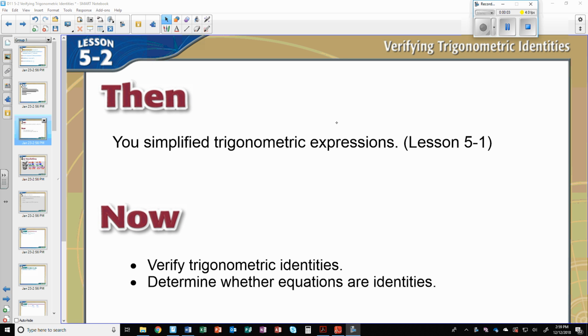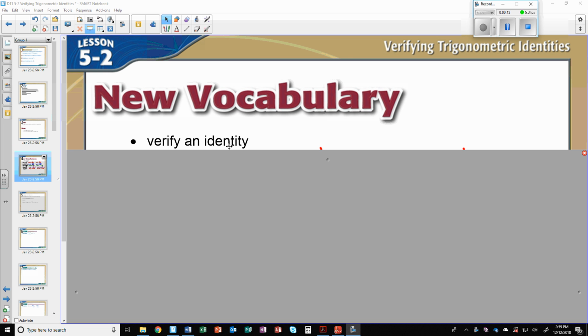Lesson 5.2. We're going to learn how to verify trigonometric identities. That means we're going to prove that they're true. And so this is building off lesson 5.1. In 5.1, we talked about different identities, things that we found were true.